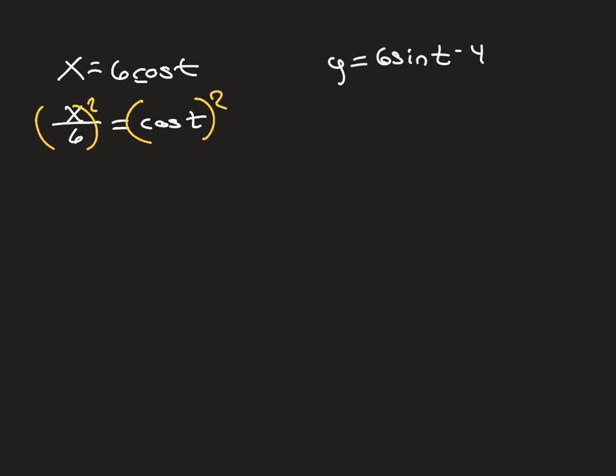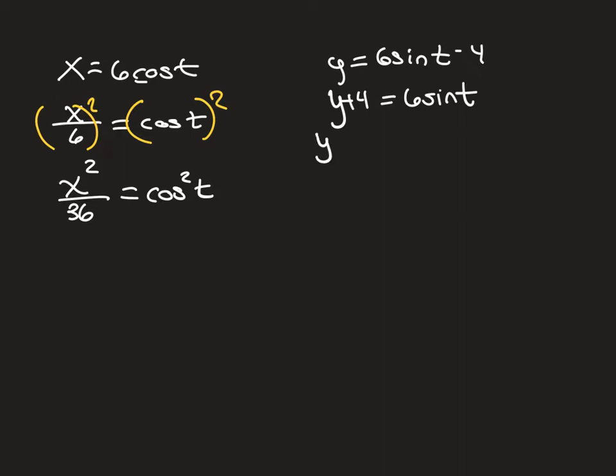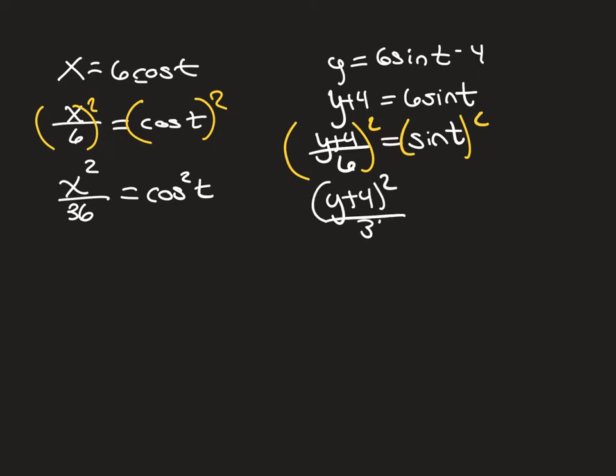So you're going to get x squared over 36 equals cosine squared t, or theta, whatever you want to call it. On the y stuff, you need to add the 4 over first. So you're going to have y plus 4 equals 6 sine t. I'm going to divide by the 6. So y plus 4 over 6 equals sine t. And then again, got to square both sides. So I'm going to have y plus 4 squared over 36 equals sine squared t.